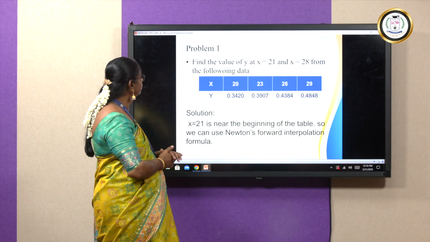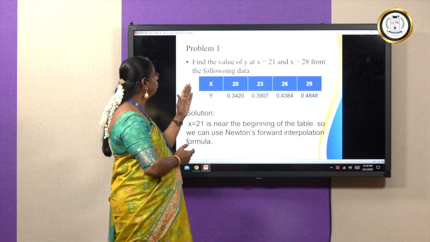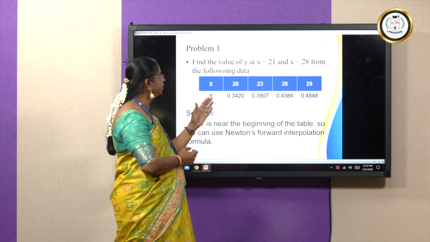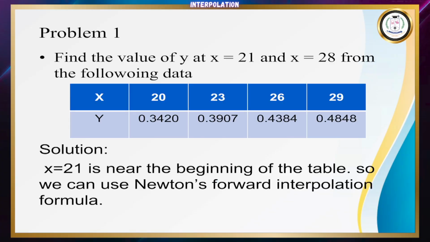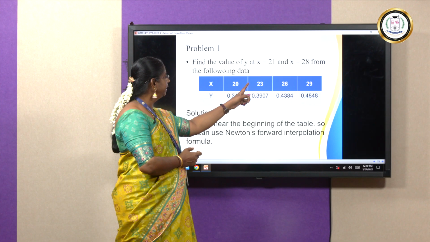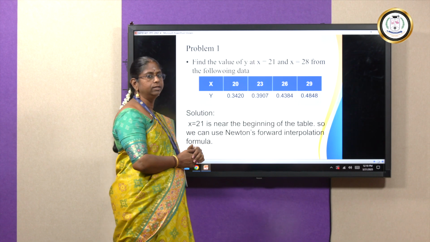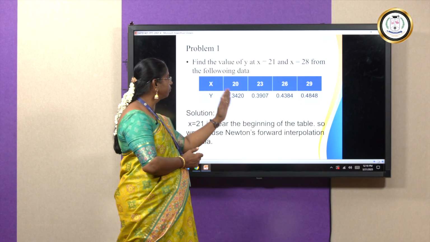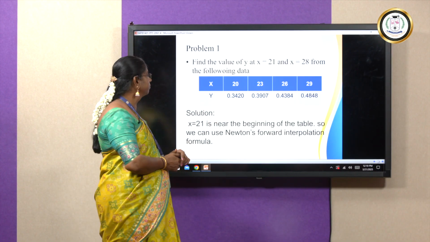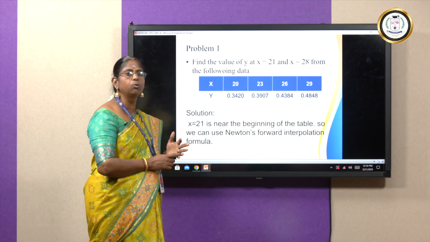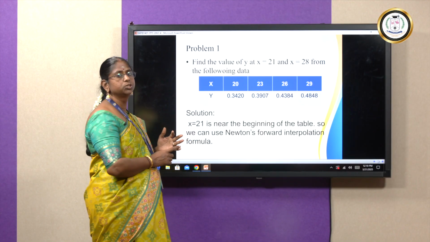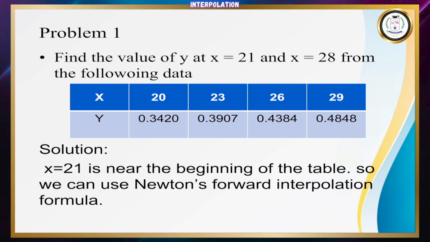So, the first problem, and here it is given, find the value of y at x is equal to 21 and x is equal to 28 from the following data. And the data are given. So, x0 20, x1 23, x2 26, x3 29. And like this the corresponding y0, y1, y2, y3 are given. And now I should find out the value of y at x is equal to 21. So, where is my 21? 21 is between 20 and 23. That means it is near the beginning of the table.